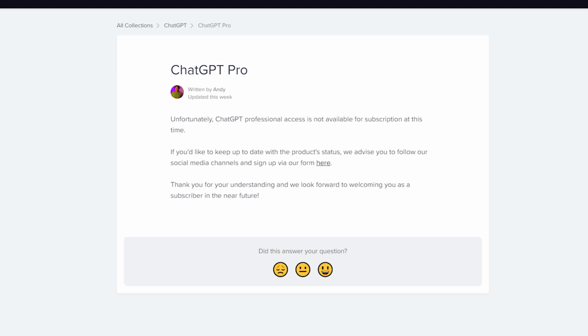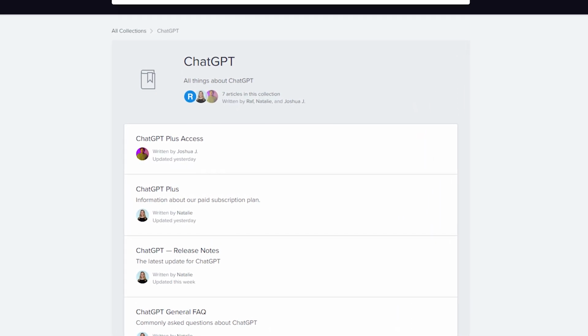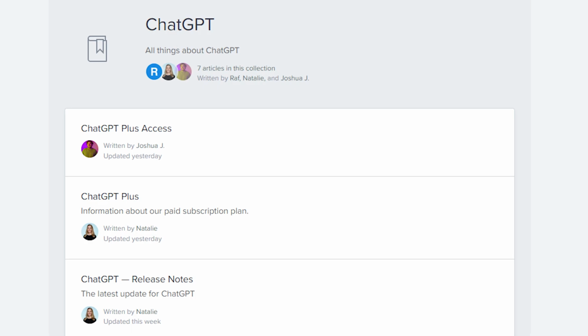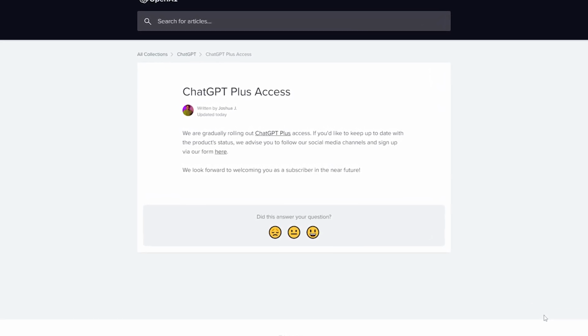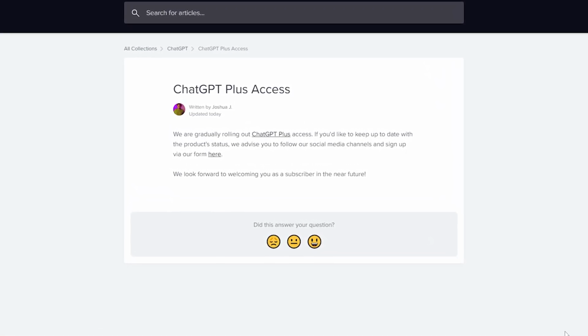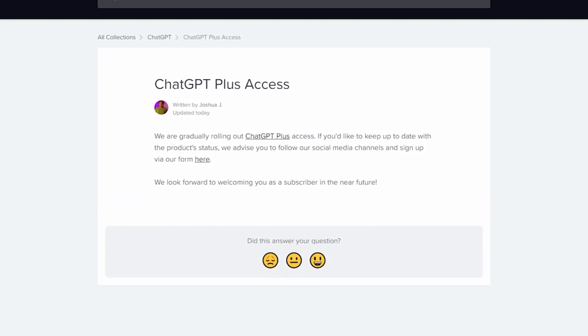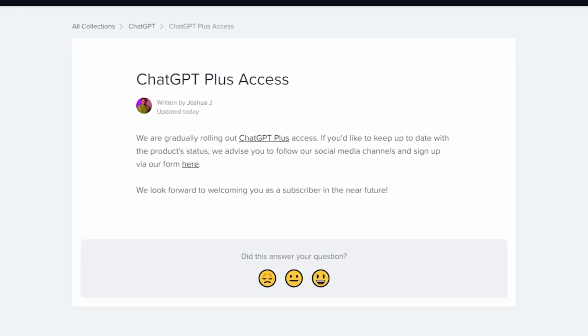So where can we find information about ChatGPT Plus? OpenAI has updated their frequently asked questions with two articles, one about ChatGPT Plus and the other about how to get ChatGPT Plus access. Now, the first article regarding ChatGPT Plus access is basically telling you that they are rolling this out slowly, and if you want to get access to the premium version, you should sign up for their waitlist. They're going to be rolling it out and delivering it to people that have signed up.